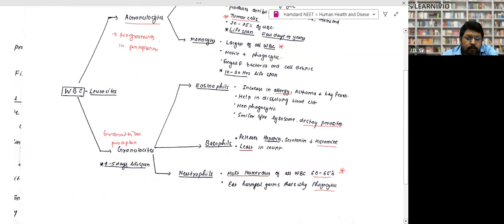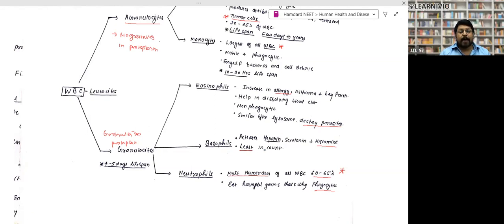Granulocytes, their life span is 4 to 5 days. They can be of three types: eosinophil, basophil, and neutrophil. Eosinophils increase in allergy, asthma, and hay fever. Their number increases in these diseases, right? They help in dissolving blood clots inside the body. They are non-phagocytic, meaning they do not eat any organism. They are similar to lysosomes. They destroy protistans. They work like lysosomes.